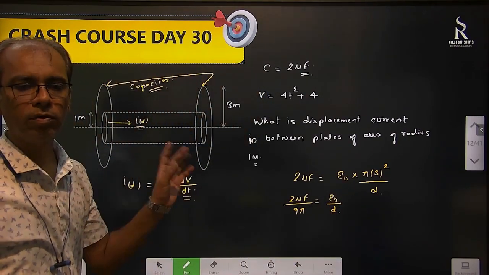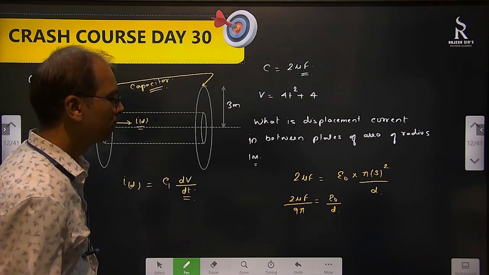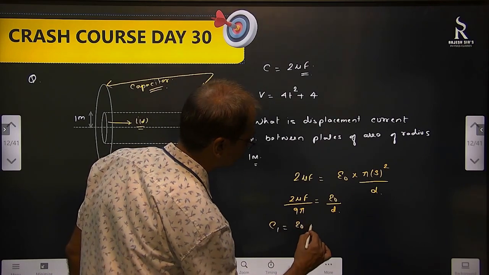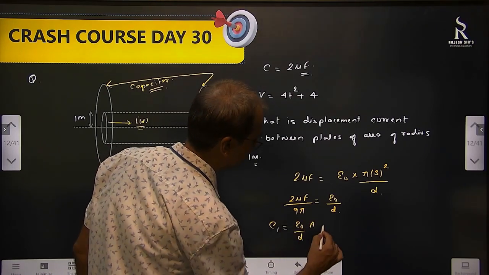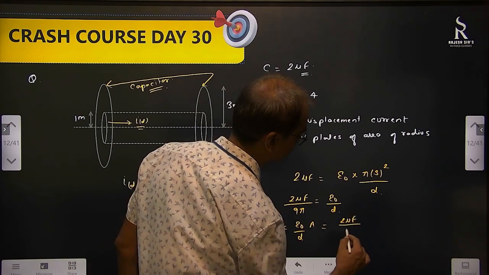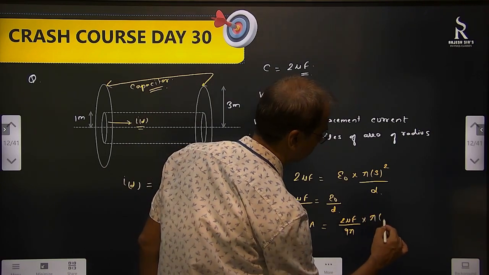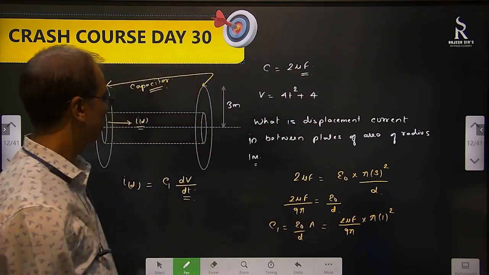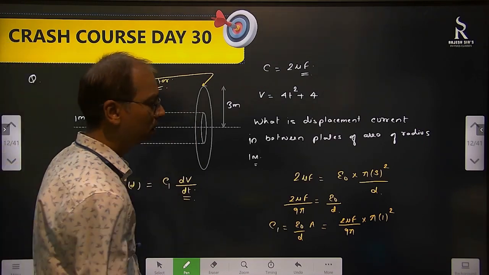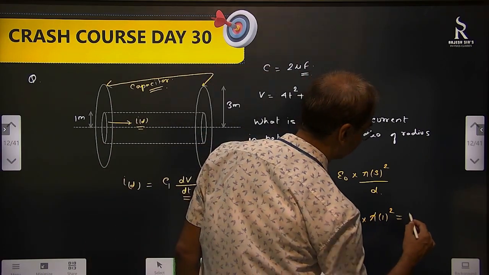Now I want to find the capacitance of that smaller one. Let's say this is C1. So C1 will be what? Again it's epsilon naught A by d only. The epsilon by d value you already have: 2 microfarad by 9 pi. Now area is what? Pi into 1 square, because this radius is 1. So pi and pi get cancelled. Now your capacitance has become 2 microfarad by 9.